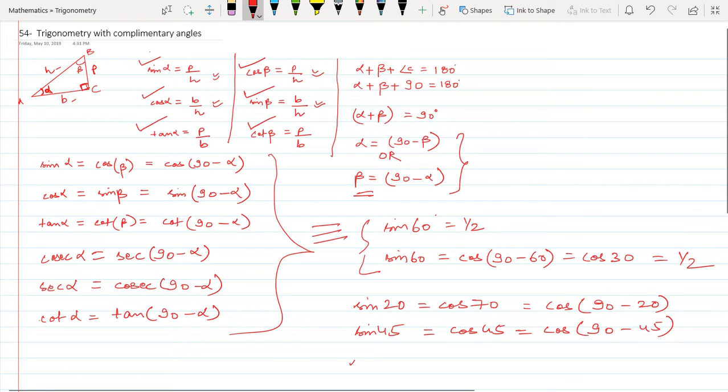Let me take some tricky values. Sine of 25 will be equal to cos of 65.